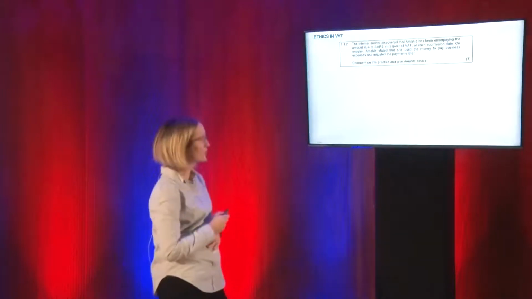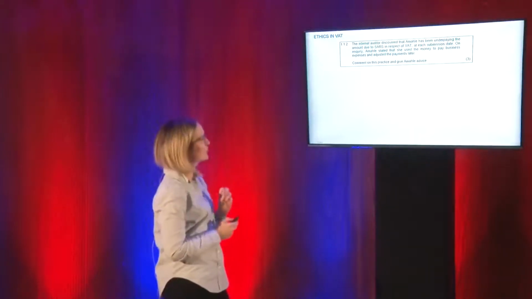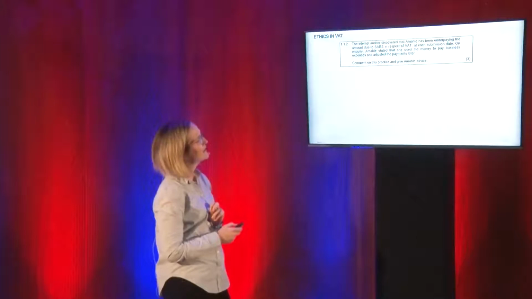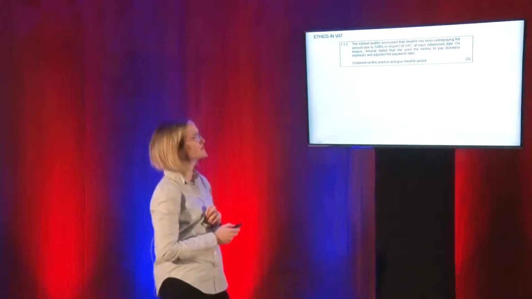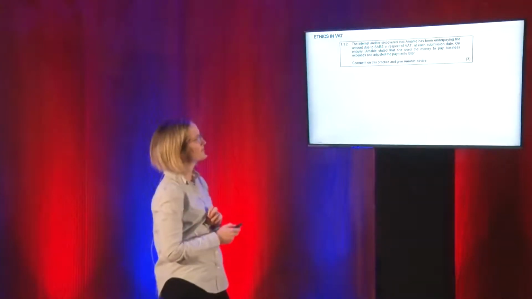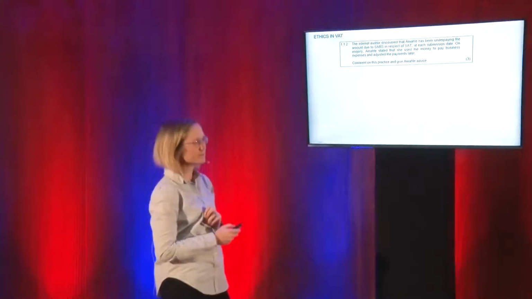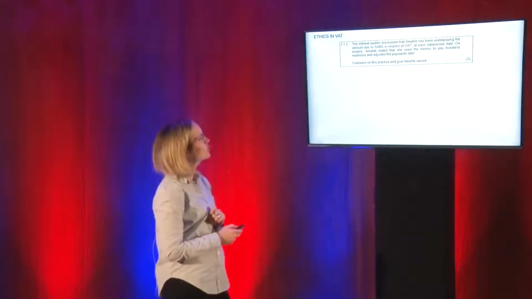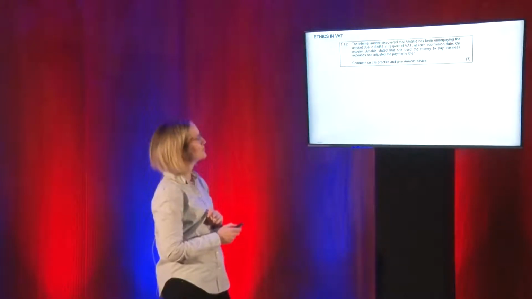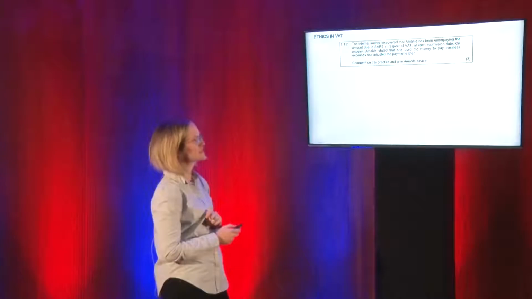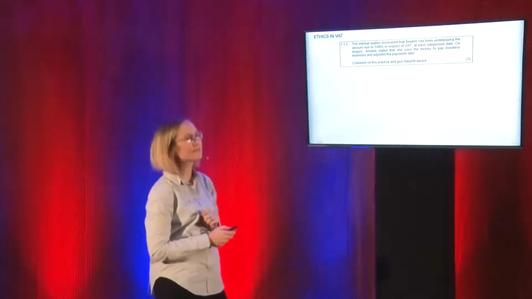Looking at ethics in VAT, this is now an example. The internal auditor discovered that Amantla has been underpaying the amount due to SARS in respect of VAT at each submission date. On inquiry, Amantla stated that she has used the money to pay business expenses and adjusted the payments later. Comment on this practice and give Amantla advice. So immediately when you see this, a red light should go off.